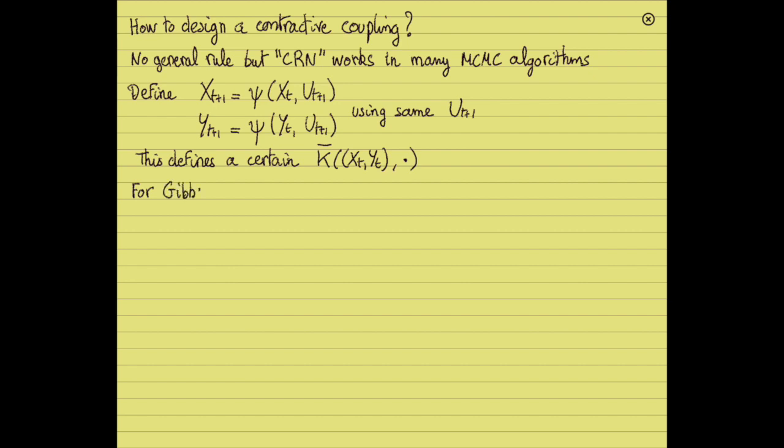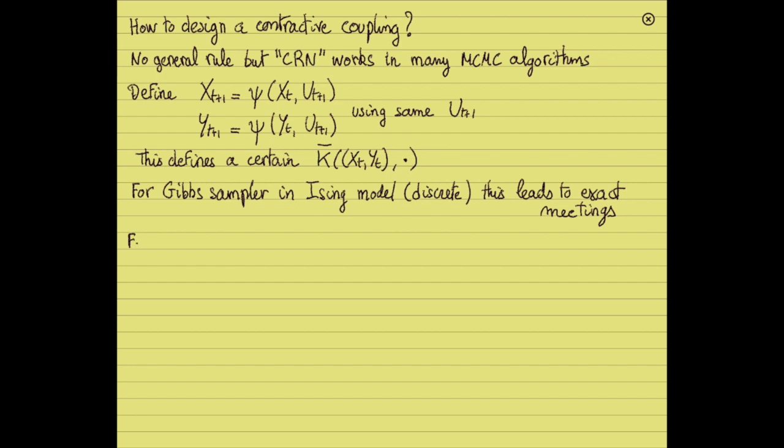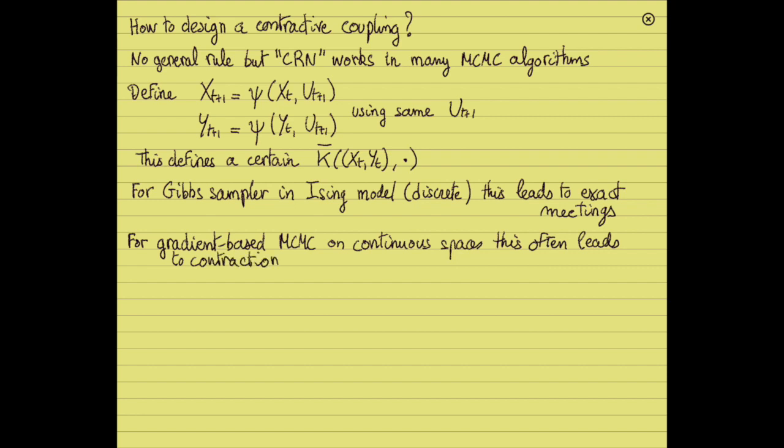And we've seen this already, in fact, in the case of the Gibbs sampler in the Ising model, which is a discrete example, where using common random numbers on a naive standard implementation of the Gibbs sampler will, in fact, lead the chains to meet exactly, and quite quickly. But in general, for example, on continuous state spaces, if we employ random walk Metropolis or gradient-based algorithms, we might expect this common random number strategy to lead to a contraction, to two chains that go closer to one another. We observe it in many empirical cases, although it's not necessarily easy to show mathematically.